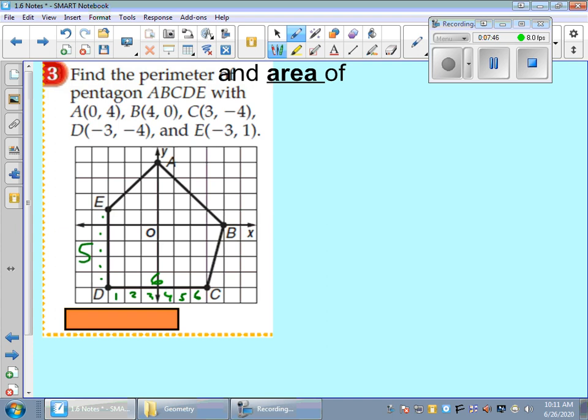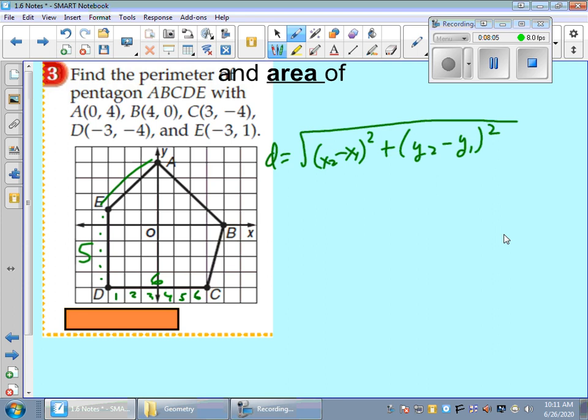But now when you get to this example right here, EA, you can't just count. We actually have to use the distance formula. So I don't know if you remember the distance formula, but again, this is where that comes into play. x2 minus x1, quantity squared, plus y2 minus y1, that quantity squared. Let's plug in some values. We're going to do AE.